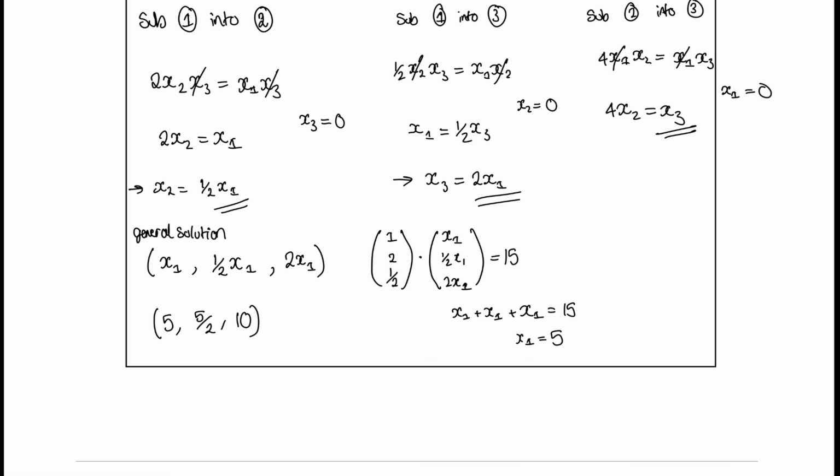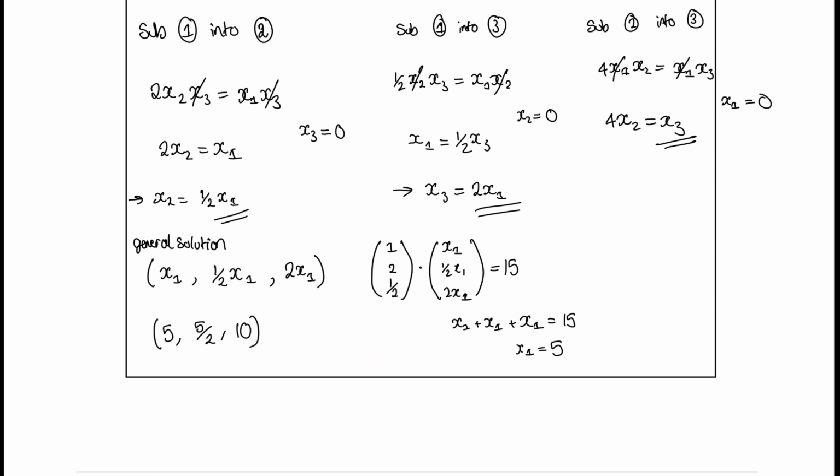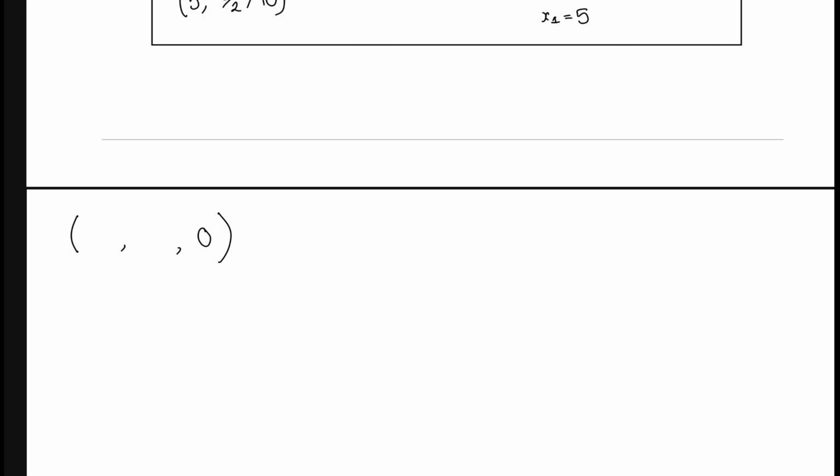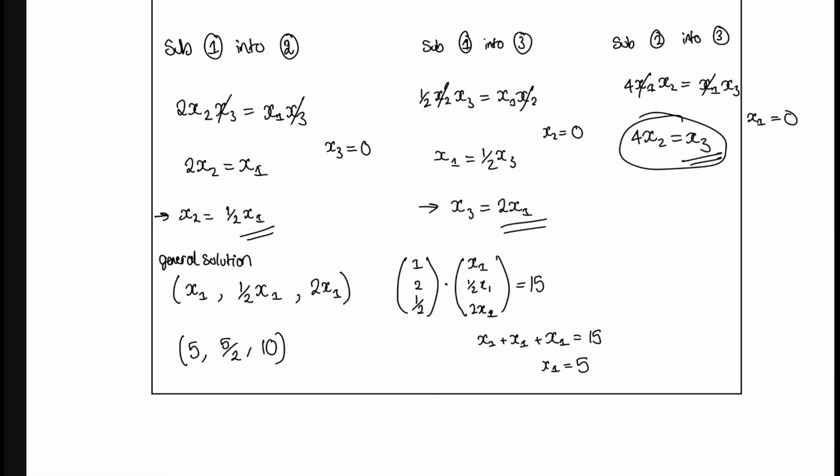If we now consider the other solutions that we have, so x3 is equal to 0. When we have x3 equal to 0, we can say that x2 must also be equal to 0 to satisfy this equation. And so we're just left with x1. When we substitute this into our constraint, so x1, 0, 0, and then the vector p, which was 1, 2, and a half, which is equal to 15, we get x1 is equal to 15. So our solution becomes 15, 0, 0.